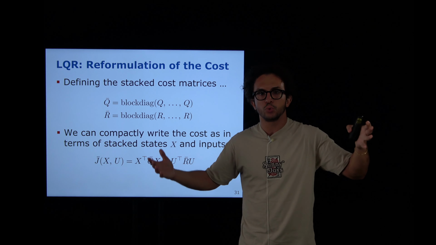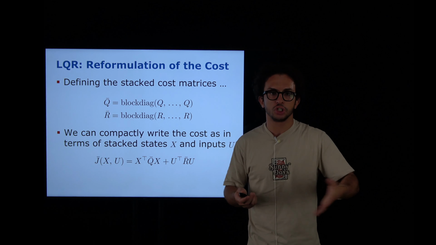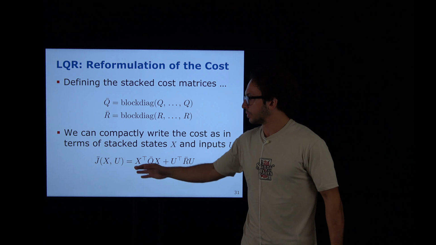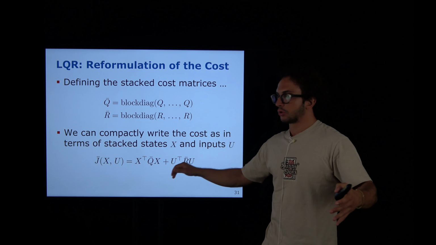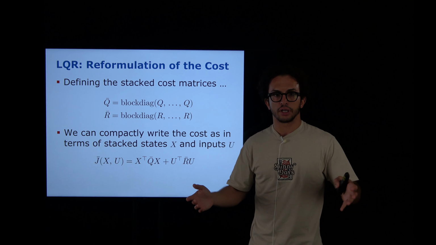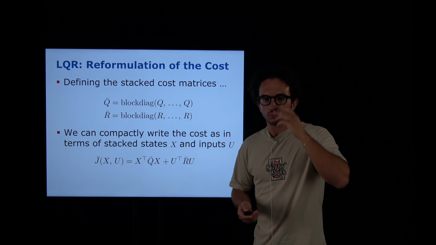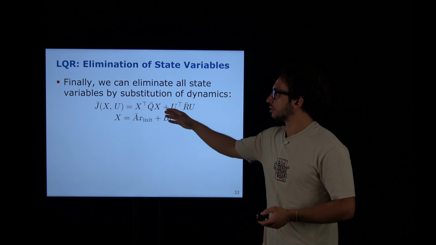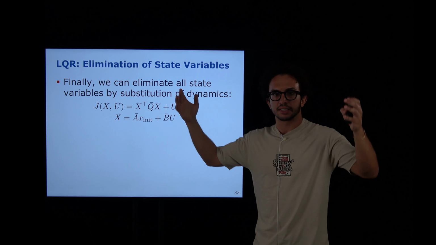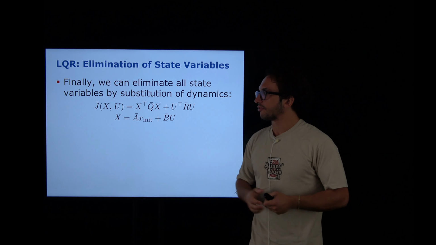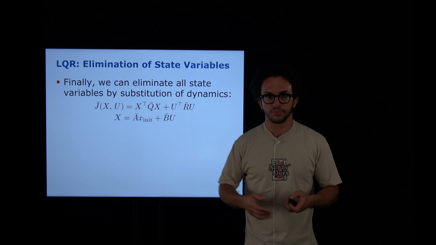Since we know that everything can be expressed in terms of the initial state, we put it all together and say, I want to minimize all of the states, and I want to have the lowest control effort possible in all of the control instances. So eventually, by eliminating all state variables, we have this big cost function, which is the stack of everything, and we have the dynamics. This is the forward dynamics coming from the discrete time system.